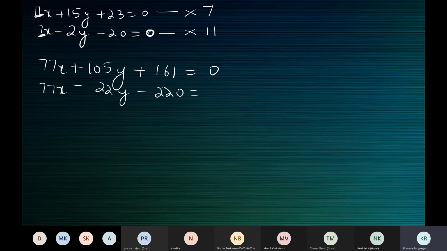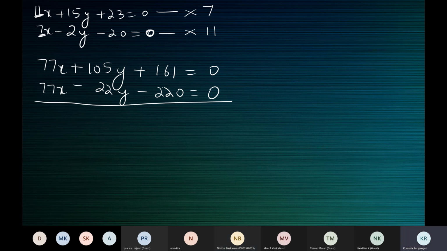Children, we are multiplying, so we are not writing the 0 as it is. You should multiply everything in the left hand side and right hand side by 7 and by 11. So 0 into 7 is 0. 0 into 11 is 0.